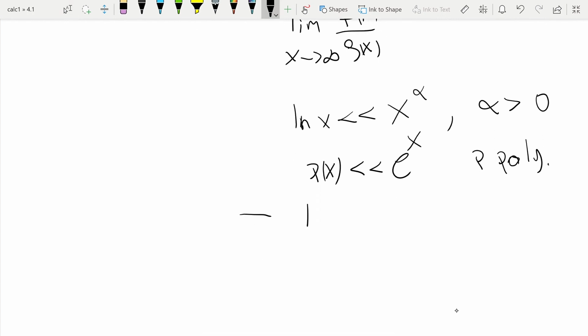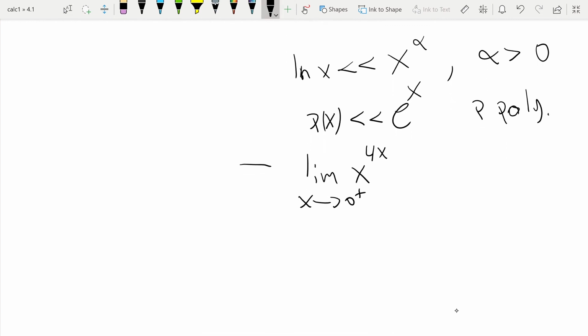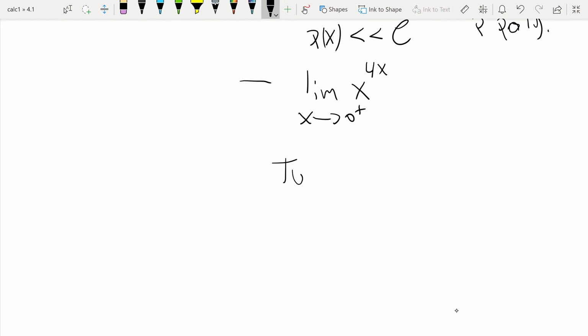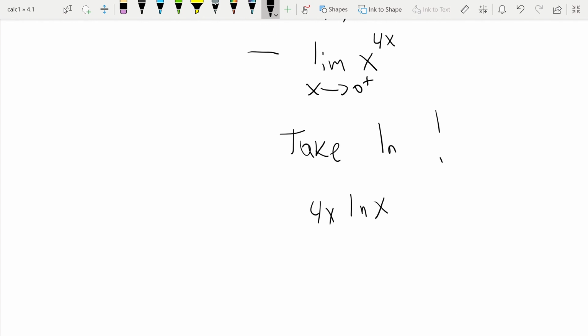Finally, when you're asked to compute, say, a limit like x to the 4x, as x approaches 0 from the right, always, absolutely always, take the natural log. Take the natural log and compute the limit of that instead, as x goes to 0 plus. Okay?